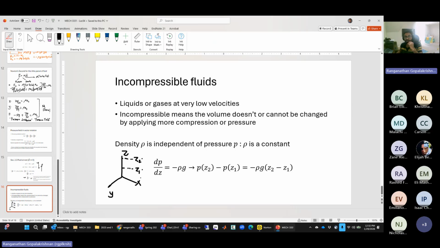If I went down, if my Z2 is over here, if Z2 minus Z1 is a negative number, which means the pressure went up, which means I went along the direction of gravity. So it's kind of intuitive if you think about it in reference to, am I opposing gravity or am I going along with gravity?